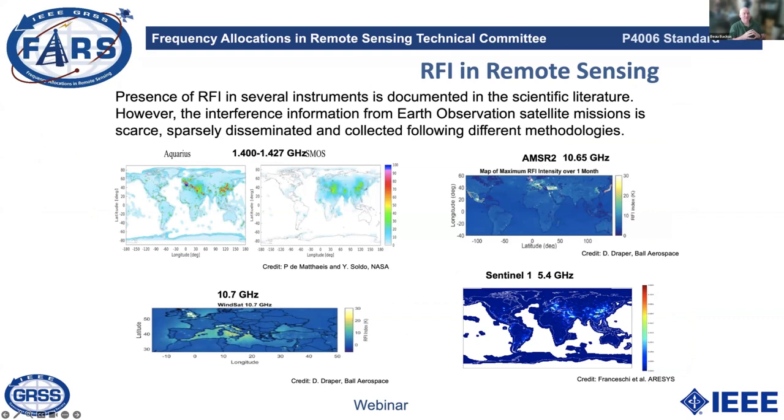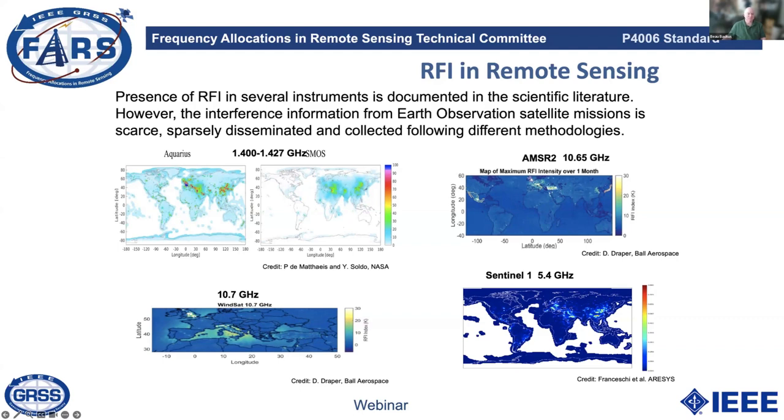So the presence of radio frequency interference in several instruments has been documented. Here's a couple of examples: Aquarius in L-band, AMSR2 at 10 gigahertz, Windsat, Sentinel-1, and so forth. We've been starting to map out and look at where sources of interference are occurring and trying to start adding that degree of robustness as we can, or trying to at least identify where interference is and know that it's tracked and could be degrading the data that we are attempting to collect.